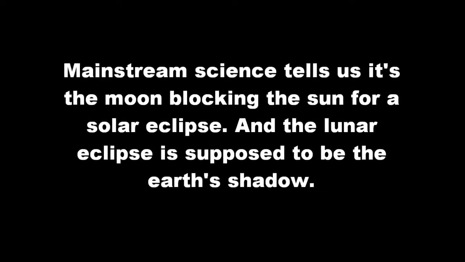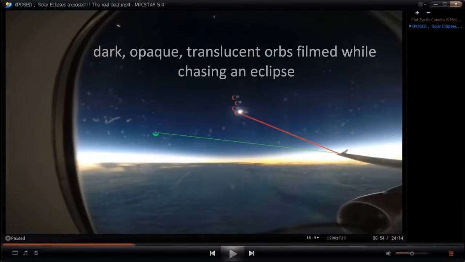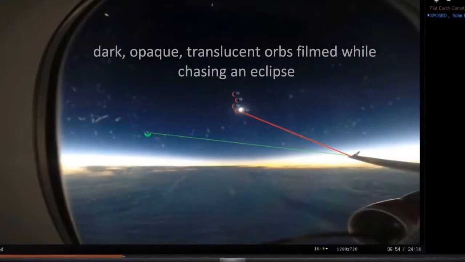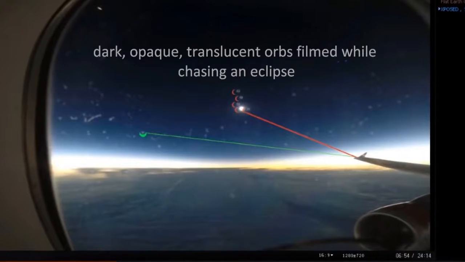Now, I want to get into the issue of lunar eclipses because when I first started looking into this whole flat Earth thing, that was one of the big ones that I couldn't figure out. How in the world does a lunar eclipse work on the flat Earth model? Now, many people out there think the phases of the moon are caused by the curvature of the Earth.